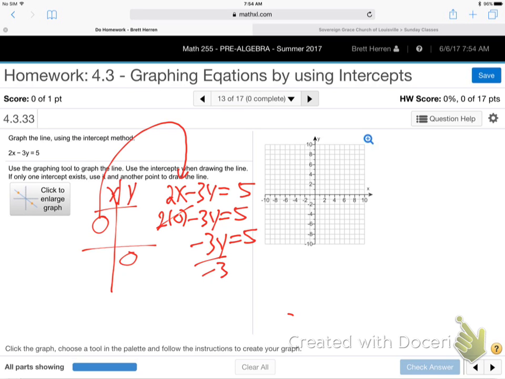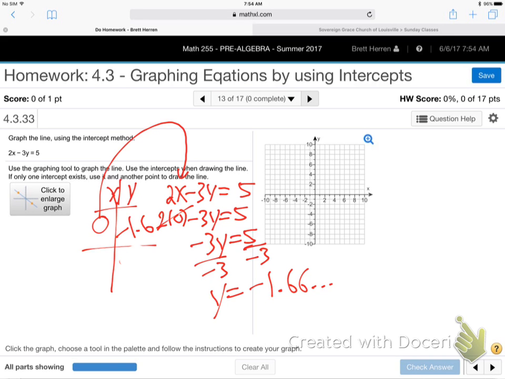Divide by minus 3, and we get y. Now, just use your calculator. 5 divided by minus 3, you're going to get minus 1.6666, huh? Right? So let's write that down, and we'll see if we can graph it. Okay, let's do the other point, though, first off.